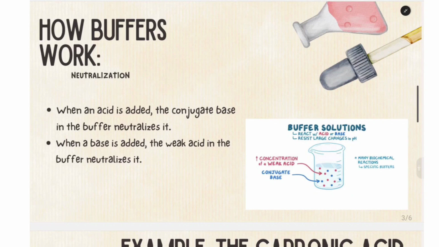So, how do buffers work? Buffers work primarily through neutralization reactions. When an acid is added to a buffer, the conjugate base neutralizes it. And conversely, when a base is added, the weak acid will neutralize it. This process helps maintain a stable pH.